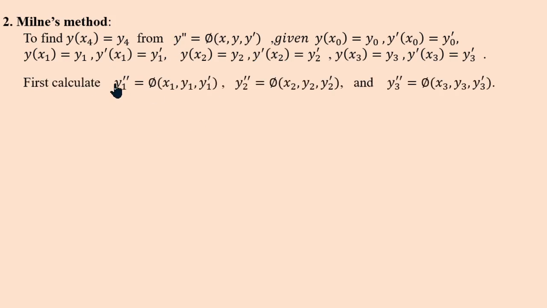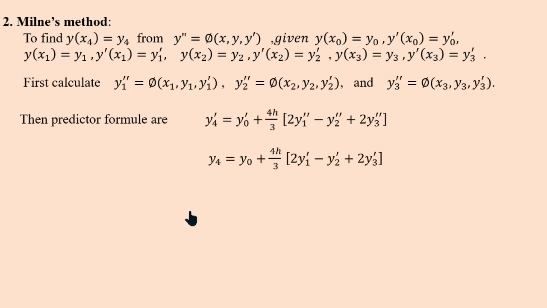First calculate y1 double dash. That means y1 double dash is phi of x1, y1, y1 dash. Similarly, y2 double dash, y3 double dash. So substitute x1, y1, y1 dash here, and similarly x2, y2, y2 dash in this function, and x3, y3, y3 dash in this function. First calculate y1 double dash, y2 double dash, y3 double dash. This is the first step.